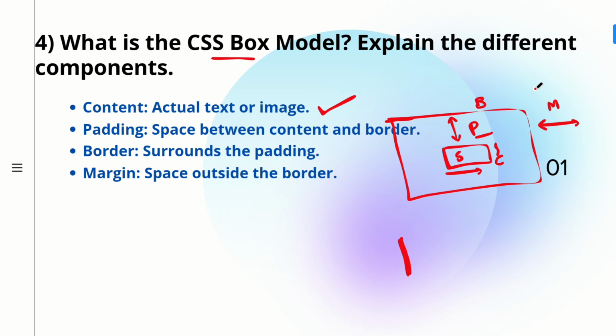Then we have the last one of our rectangular box, that is our margin. So this is also a transparent space which surrounds the border and separates the element from the other elements on the page, and it's controlled by the CSS property called margin, and it adds the space outside the element. So these are the different components of our box model, and this is how you can explain them.